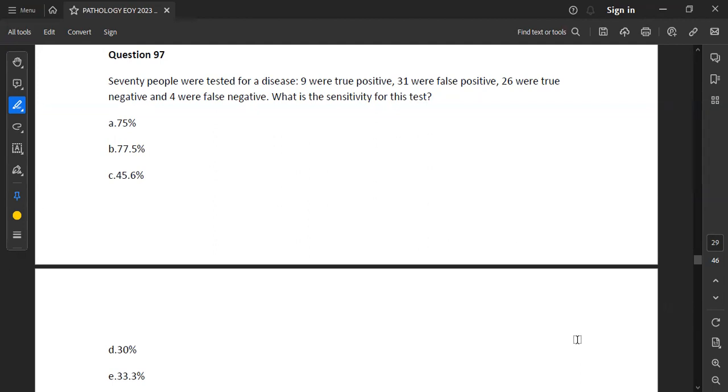So the question is, 70 people were tested for a disease. 9 were true positive, 31 were false positive, 26 were true negative, and 4 were false negative. What is the sensitivity for this test? They corrected us to change this 4 to 3. Yeah, it's A, 75%. So we're going to get 9 over 9 plus 3, because these false negatives were also positive. The formula is true positives over true positives plus false negatives. So it's going to be 75%. So the answer is A.